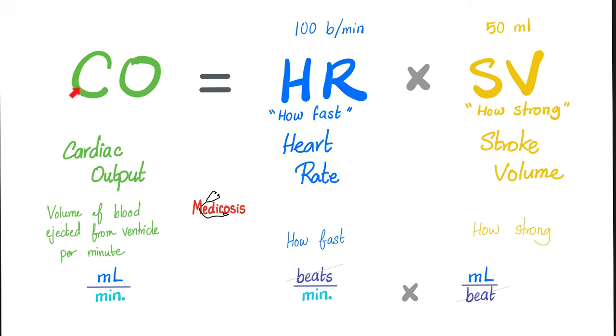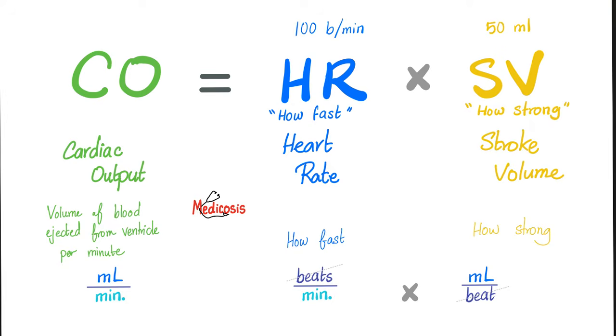Cardiac output is the volume of blood ejected by the heart per minute, which depends on how fast times how strong. Heart rate times stroke volume. Suppose that with each beat I pump out 50 mL of blood per beat, but I beat 100 times per minute. Multiply them together, you get 5,000 mL per minute. That's your cardiac output, about 5 liters or 5,000 milliliters per minute.